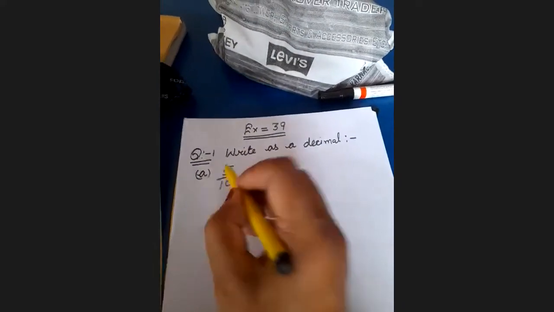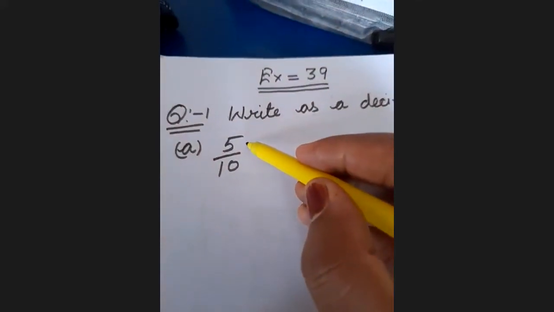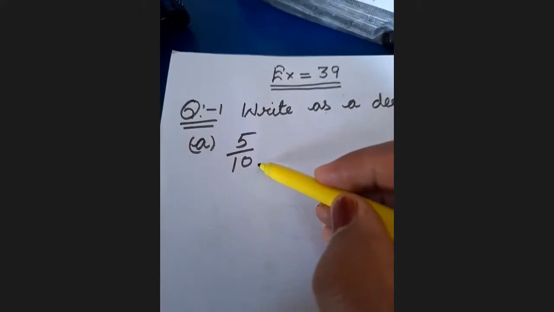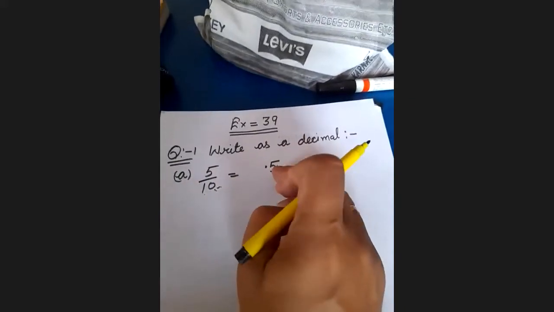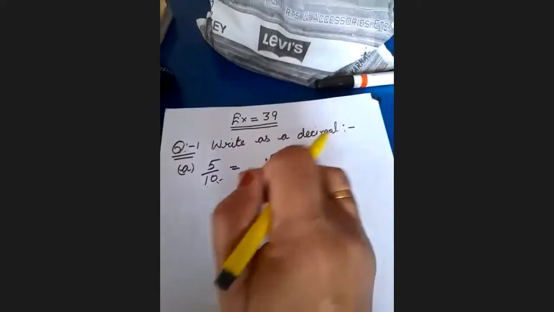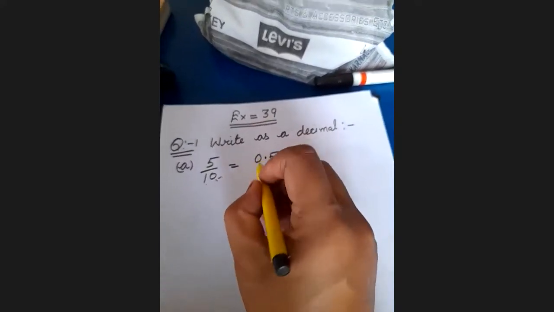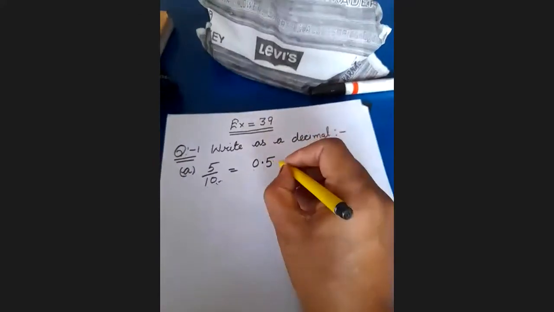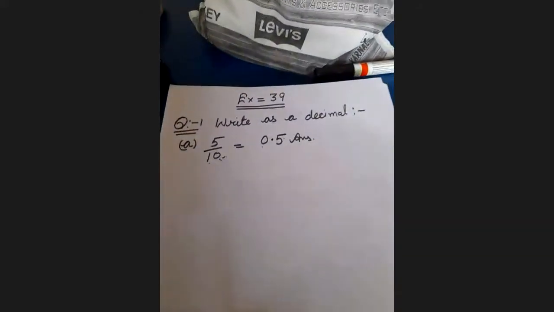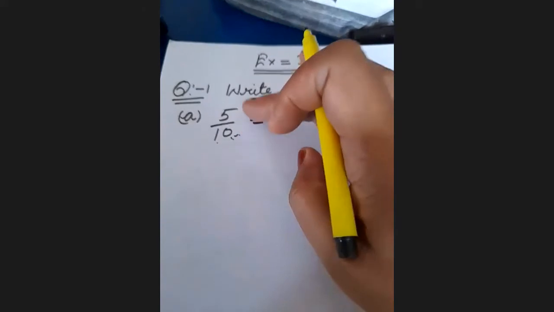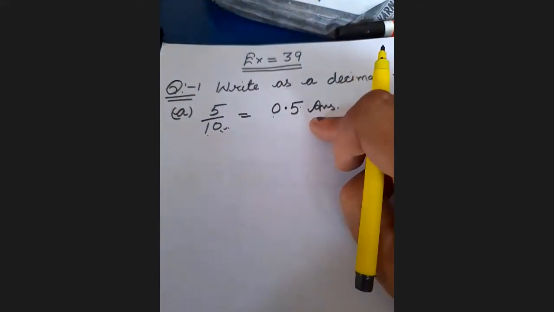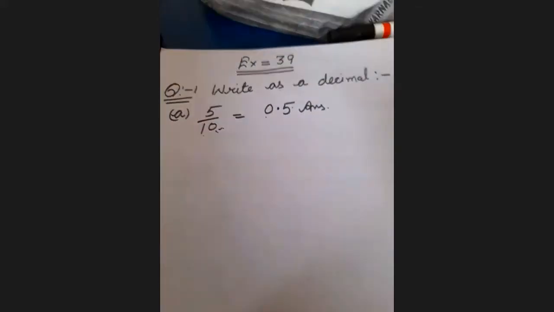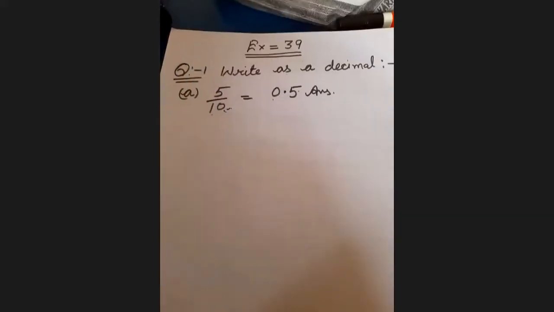Yes, students. Now you can see our numerator is 5 and denominator is 10. And in the denominator we have only one 0. So we write 5, then point. If we have one 0, put the decimal point after one digit from the right-hand side. So the number is 0.5. Clear, students?